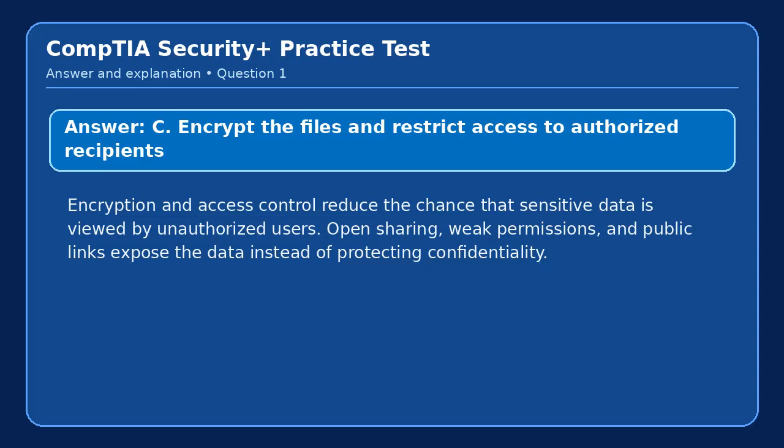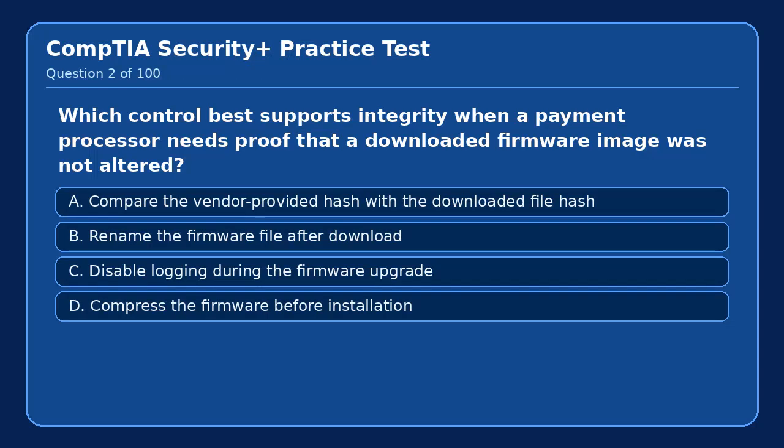Question 2. Which control best supports integrity when a payment processor needs proof that a downloaded firmware image was not altered? A. Compare the vendor-provided hash with the downloaded file hash. B. Rename the firmware file after download. C. Disable logging during the firmware upgrade. D. Decompress the firmware before installation.